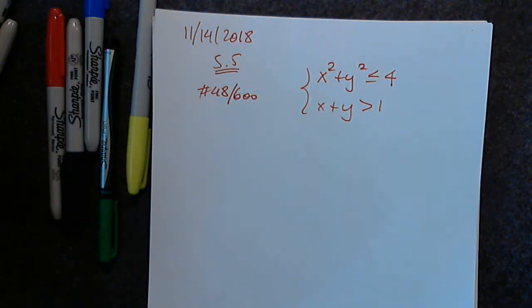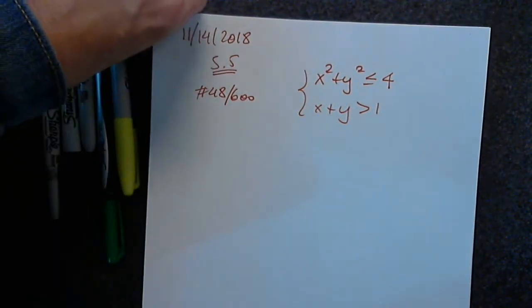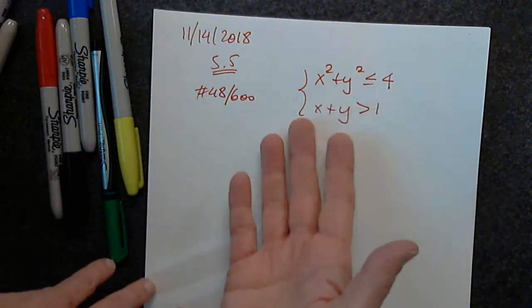Is this a linear system of two inequalities? It is a system, but one inequality is linear, and the other one is not. Which one is not linear? This is not linear, this is linear.